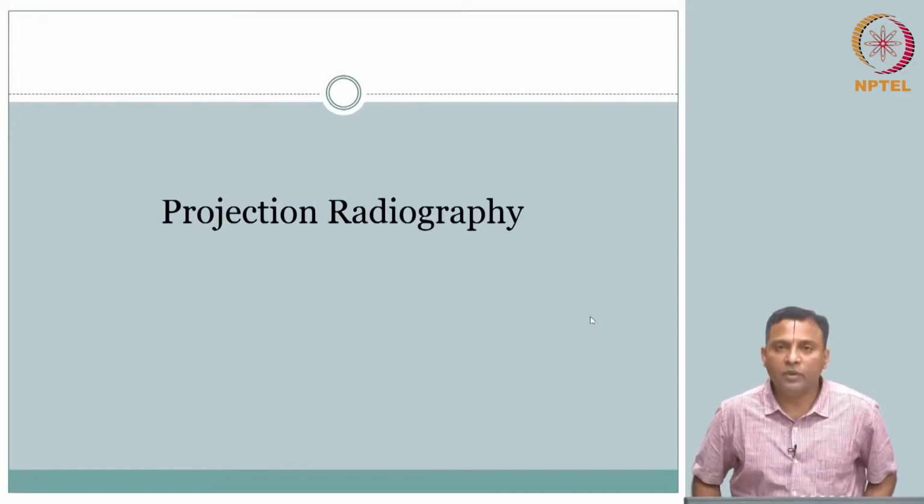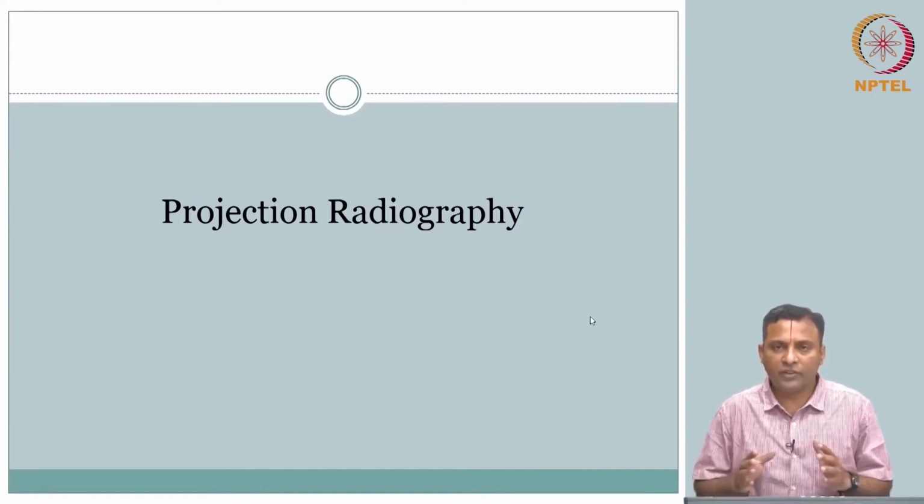Okay, so it is time now to take a plunge into the first modality that we want to cover, which is going to be projection radiography. So, like I said, whatever we have covered so far, we have covered mostly the physics of X-ray, right?